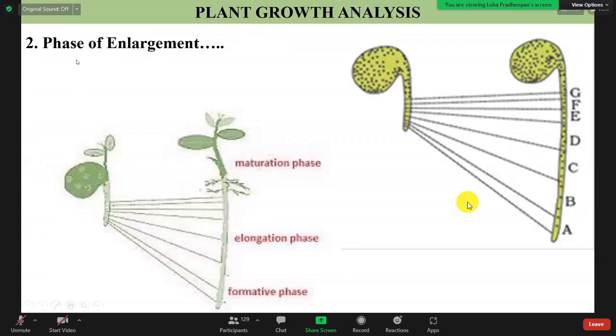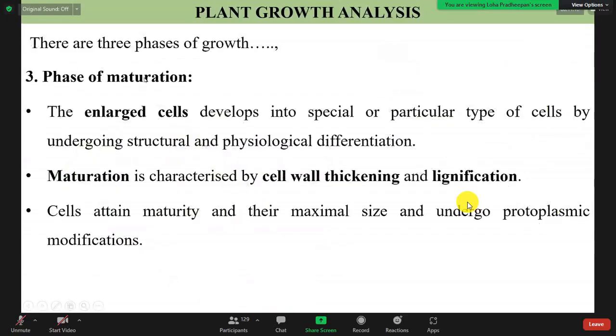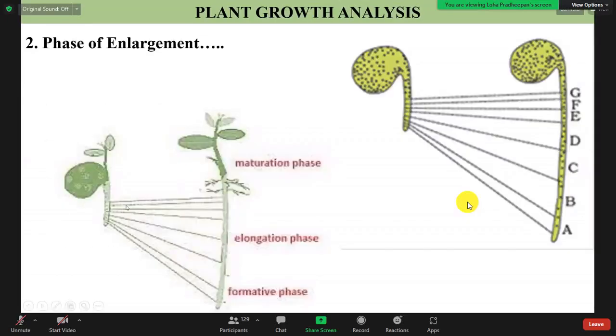This picture is indicating three phases. Here in the formative phase, most of the cell division is happening in the root apex and the shoot apex. Then in the elongation phase, the formed cells increase in size. The vacuoles also form. That is indicated here, because initially it was this size, and due to the other processes, it is increasing in size.